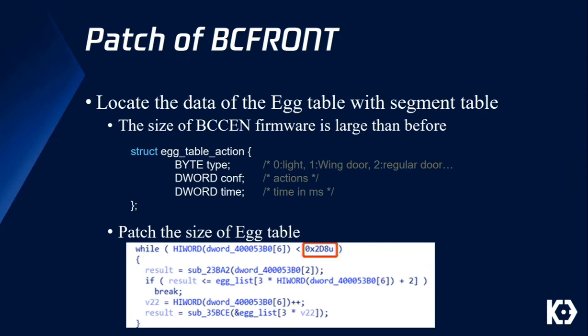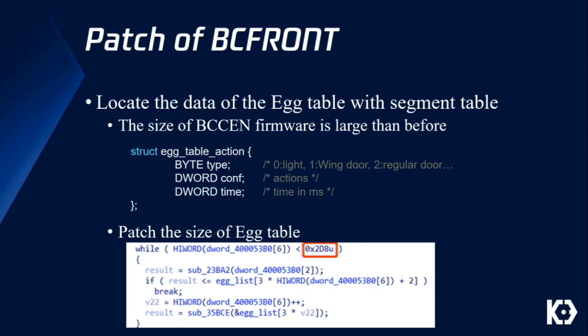And because Easter egg is very complex, there must be some data to indicate the motions of all ECUs. So we quickly find the one firmware, and we find one segment in the data become very large according to the segment table. So now we can buy some gas, and we can locate the egg table.